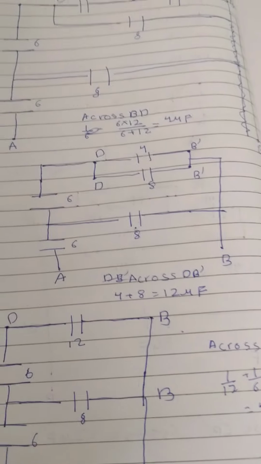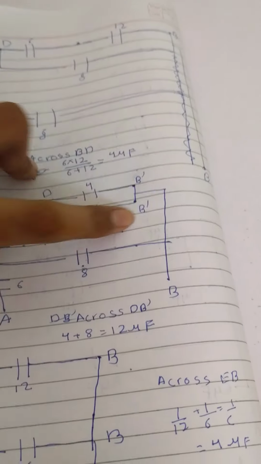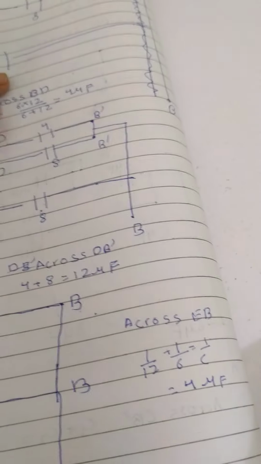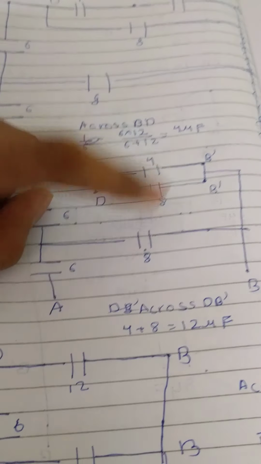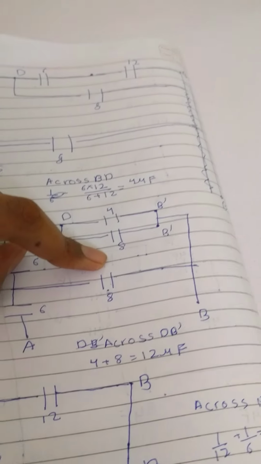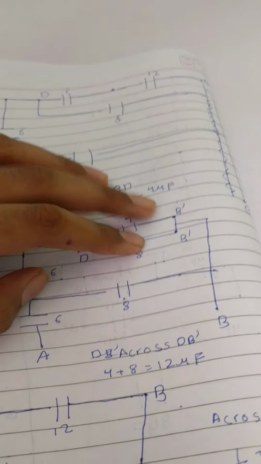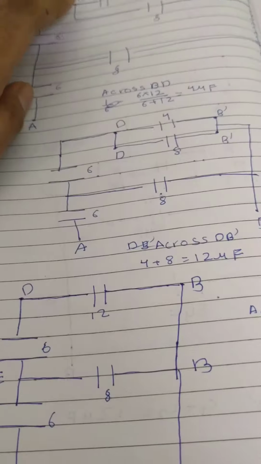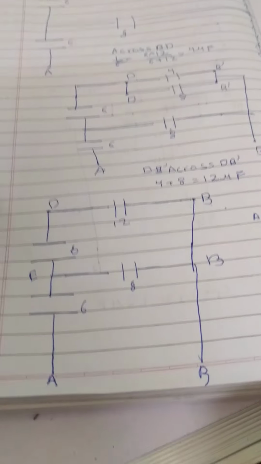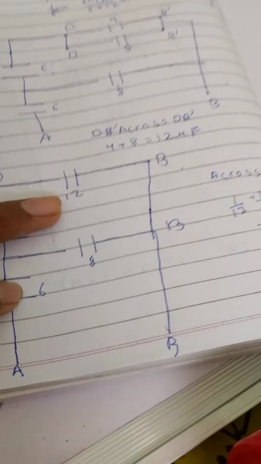Now just come down. This is a nice question. As I told, this is D, B dash. This is 4 microfarads, this was 4, and this is 8. Now these two are in parallel. I think you got what is parallel and what is series now properly. If these two are parallel, I can just remove this also. Across D and B dash, it is 4 plus 8, 12 microfarads. Now I came to a simple figure out of this. I removed the 4 and 8 and just wrote 12.